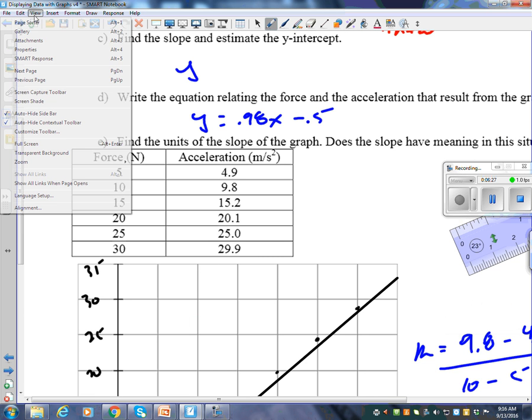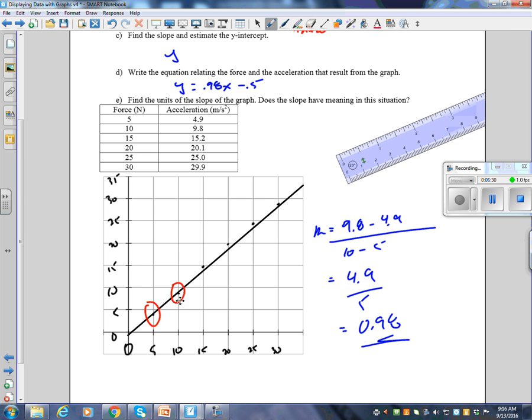Let me zoom out so that we can see more. Find the units of the slope. So this y unit here is the acceleration, which is measured in meters per second squared. And this one down here is the force, which is measured in newtons. So the units are, in fact, meters per second squared per newton.